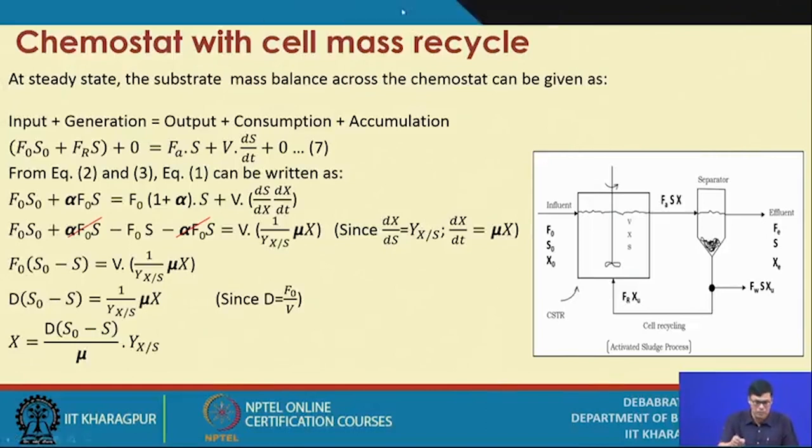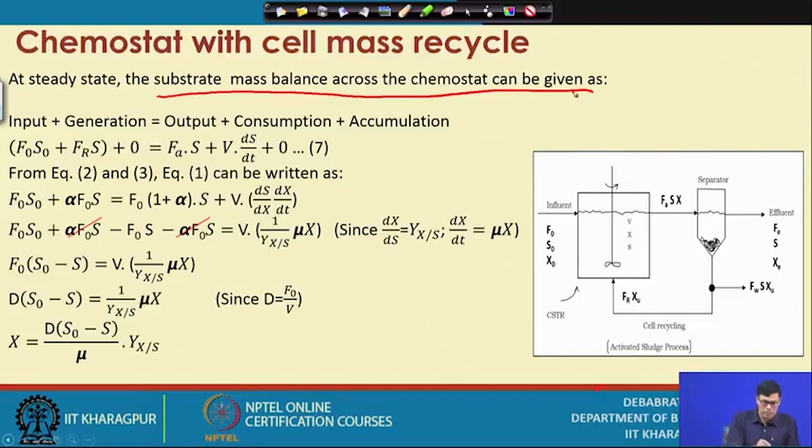Then we try to find out the steady state substrate mass balance across the chemostat. We can write F0 into S0, FR into S, because we assume here this will be S. So, FR into S, here also it will be S, everywhere it will be S, and this is equal to F into S, and no generation of the cells, so that will be 0. This is F into S plus the rate of substrate consumption, that is degraded in the system, and rate of accumulation, that should be equal to 0.